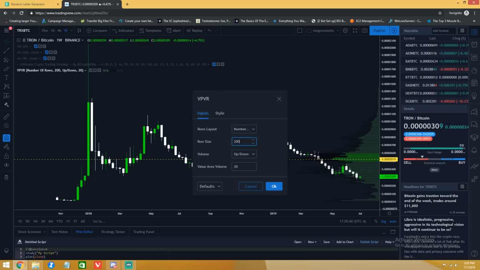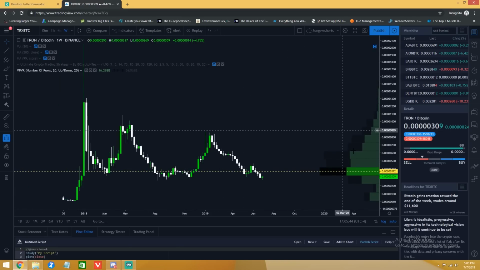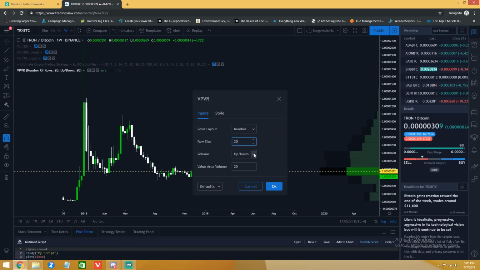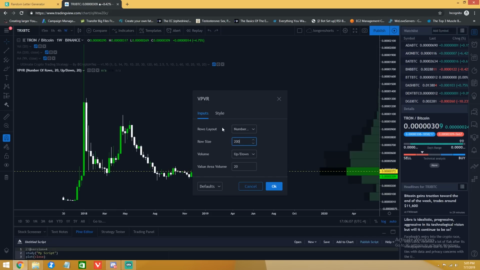Now, typically your VPVR will appear like this, and it's really blocky, not that visually appealing. So the first thing I like to do is set the row size to 200, and that not only allows you to have a better visual on the horizontals, but it's a lot more accurate. You can see that our yellow dotted line moved. I'll explain what that yellow dotted line is momentarily.